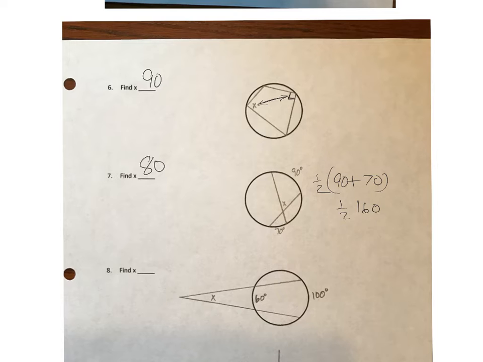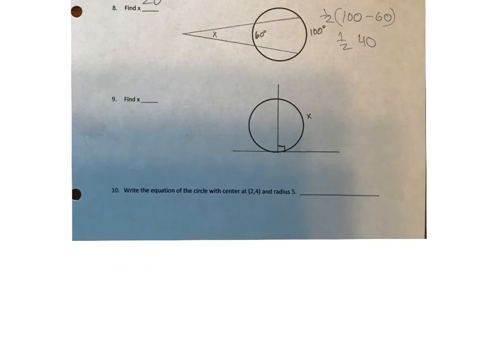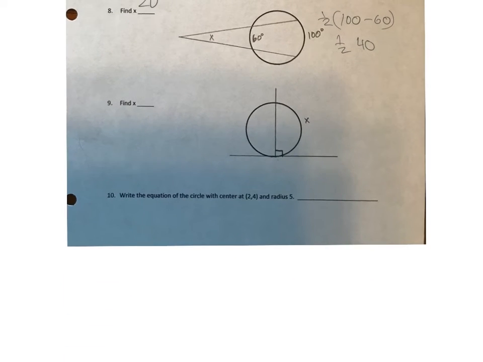Number 7, you have a crisscross, which means you add your arcs together, 90 and 70, and then you take half of them. So 90 and 70 is 160. Half of 160 is 80. X is 80 degrees. Number 8, the angle is on the outside of the circle, so that means we subtract the big arc minus the small arc, and then take 1/2. So 1/2 of 40 is 20.